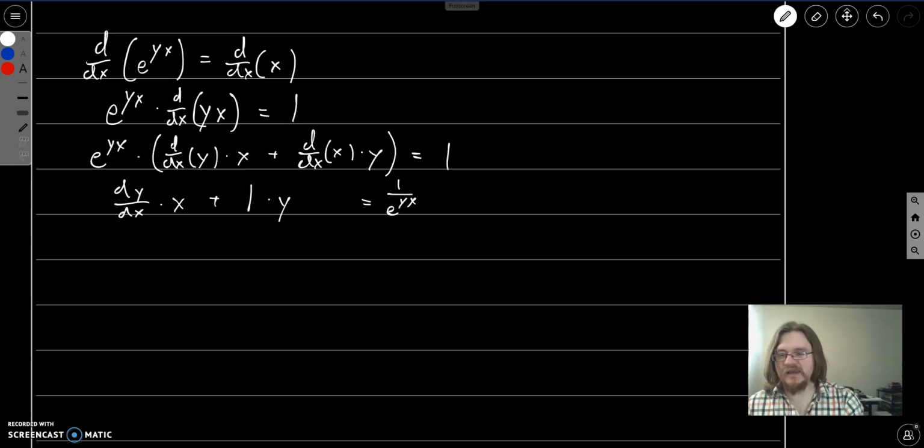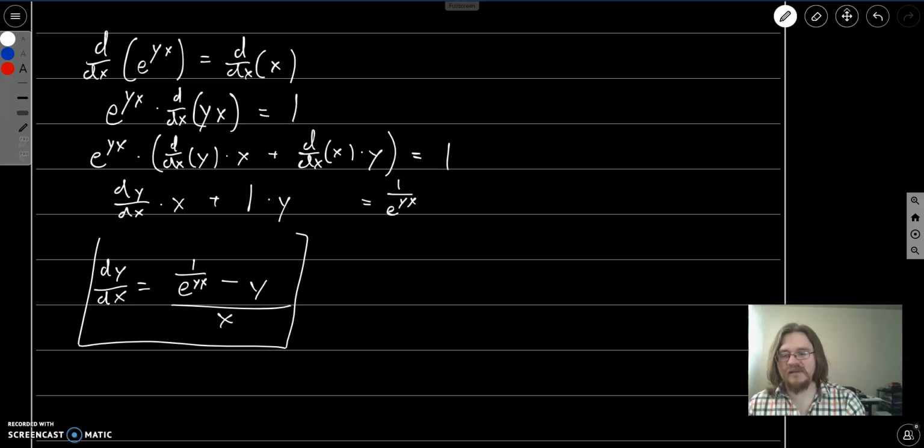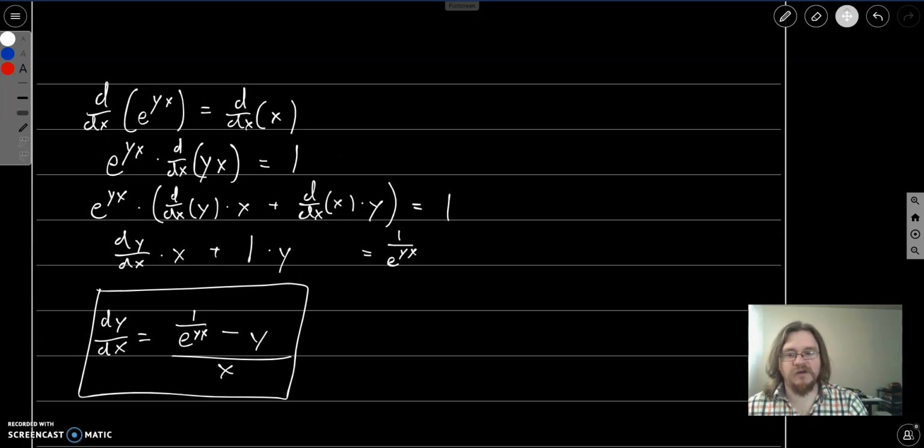I know here I have an equation with a dy dx in it, and I can solve for dy dx. So dy dx, I can move the y to the other side. It's going to be 1 over e to the y minus y. But I still have this factor of x in there, so I'll divide both sides by x. And here is our function. I just moved the y to the other side, and then divided both sides by x to get dy dx by itself. So this is our formula for the derivative of our graph here.